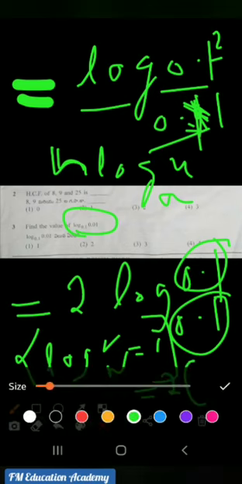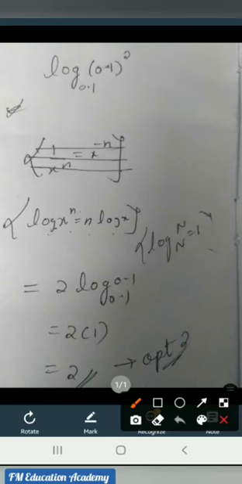Now have we made base and x equal? Yes, we have made base and x equal, and we know we have a formula: log n to the base n is 1. Okay, so what is our answer? Our answer is 2 into, in place of log n to the base n, in this place you have to write 1. Why? Because you know there is a formula log n to the base n is 1. Okay, so 2 into 1 is 2. So finally, what is my answer for log 0.01 to the base 0.1? 2. So option 2.